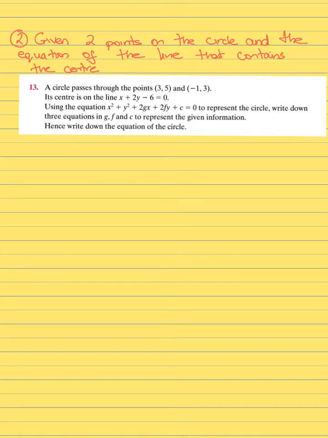First thing we'll do is just draw a picture of what we think the circle might look like. So if we just do something like our x and y axis, and we know that the point (-1, 3) is on the circle, so we might have (-1, 3) here, and we know that (3, 5) is on the circle, so we can just draw a circle going through those 2 points.